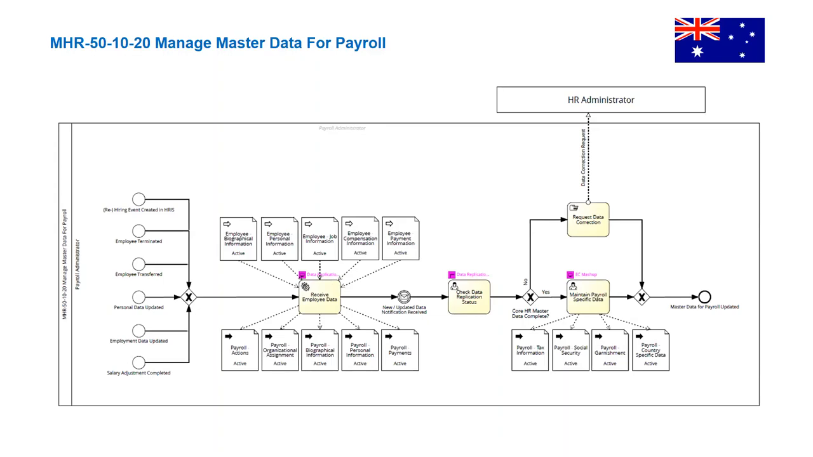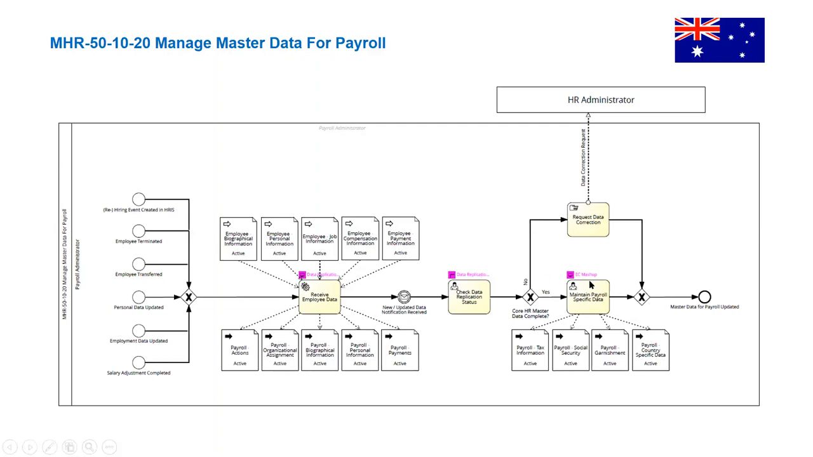Yes, that's correct. So what is the main focus area here? Whenever you see a violet color in this process library, it specifically targets EC payroll activities. You can see the data replication: receive employee data, check data replication status. All these are part of EC payroll specific activities. There is something called the data replication monitor that we'll be seeing in the upcoming sessions.